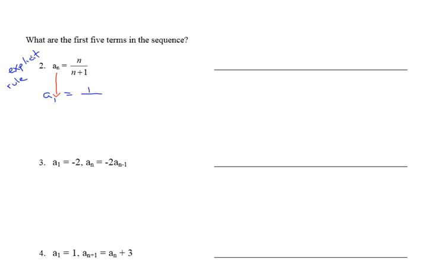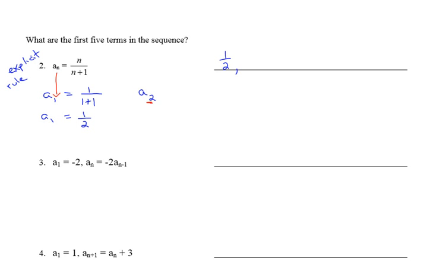1 over 1 plus 1. And now we simplify. A sub 1 is 1 over 2. So the first number in my sequence is 1/2. Now I need to find the second number in the sequence. So now I need to find A sub 2. This time the n is different.